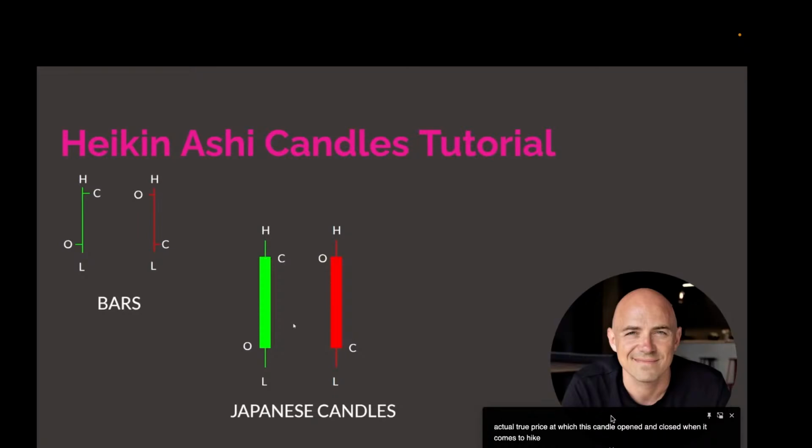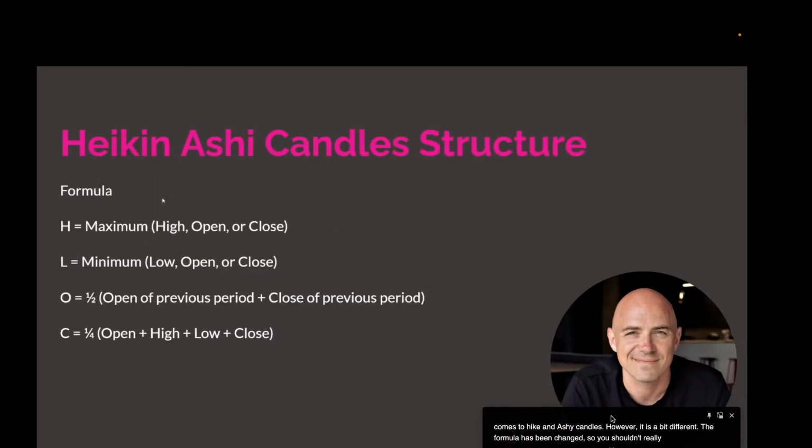When it comes to Heikin Ashi candles, however, it is a bit different. The formula has been changed. So you shouldn't really concern yourself with memorizing this formula. I just want to give you a brief overview of how these candles are structured. Depending on what time frame you're looking at, Heikin Ashi is a Japanese term. Heikin Ashi means average bar. So it's taking a big average of each bar.